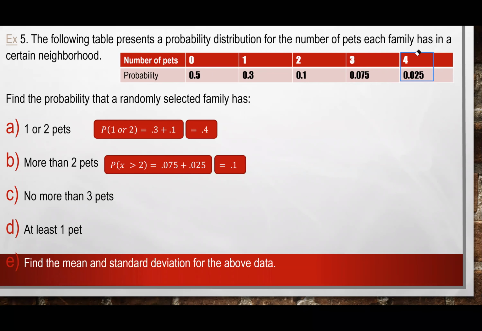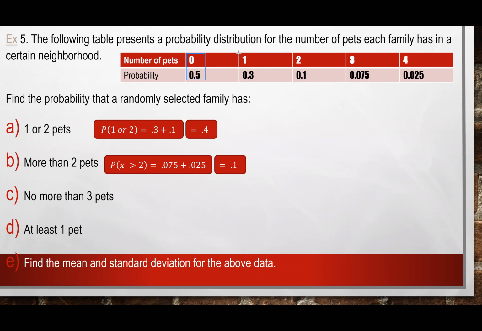And lastly, looking at this, they just changed the wording. What does it mean to find the probability of no more than 3 pets? Up here, more than 2 meant the 3 pets and the 4 pets. For no more than 3, do you agree that the 0 is not more than 3?